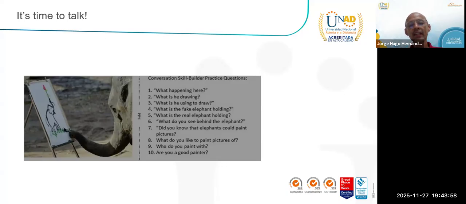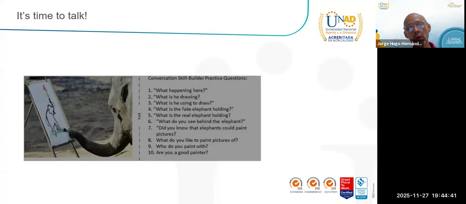Number 4, what is the fake elephant holding? Here you can see that we are talking about the real and the fake elephant. The real elephant, the one that is painting, and the fake, the one that has been painted. And here we have a question: what is the fake elephant holding? You can see the painting, and the elephant is holding, maybe you can say a balloon, or a heart. Number 5, what is the real elephant holding?